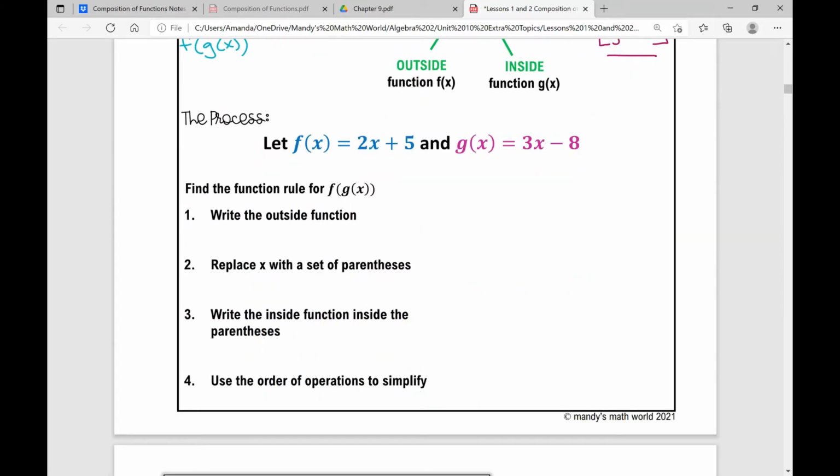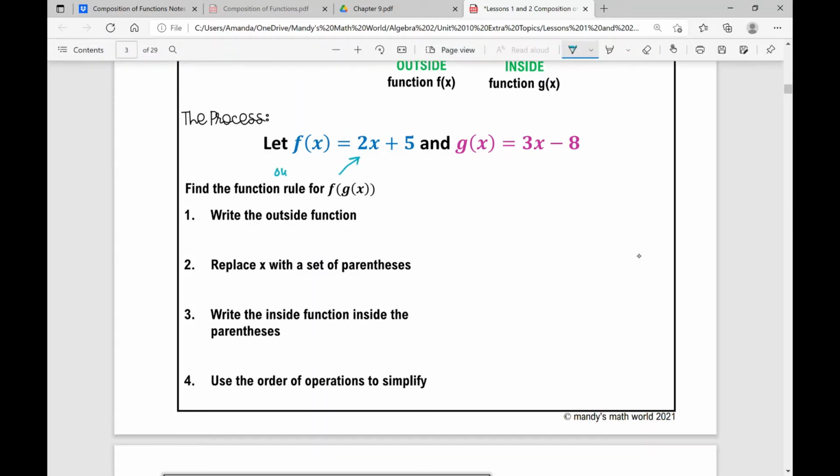What do you do to compose functions? So in this first example, let f of x equals 2x plus 5, g of x equals 3x minus 8. I just have two linear functions here, and I'm going to compose them. So this says to find the function rule for f of g of x. So f of x is our outside function, and g of x is our inside function.